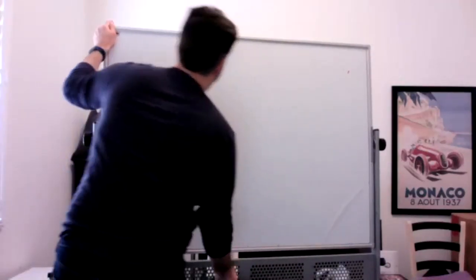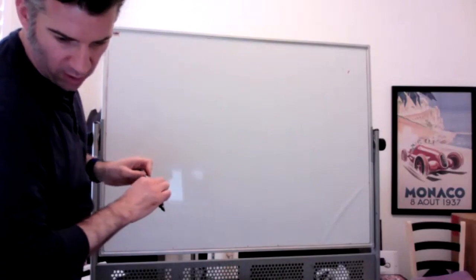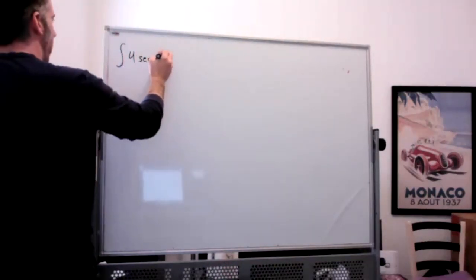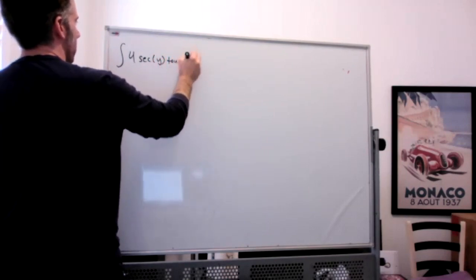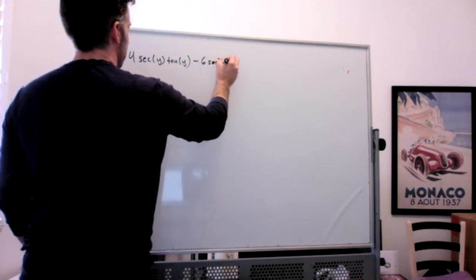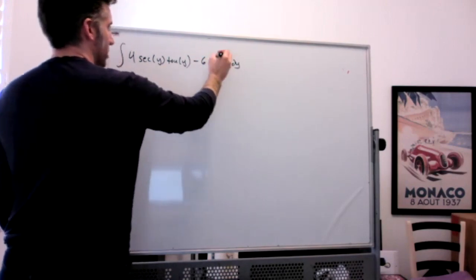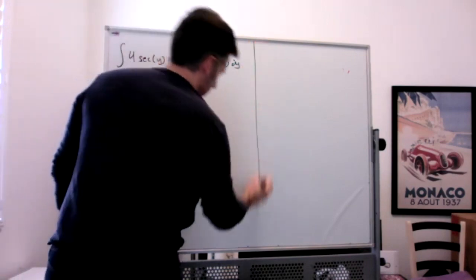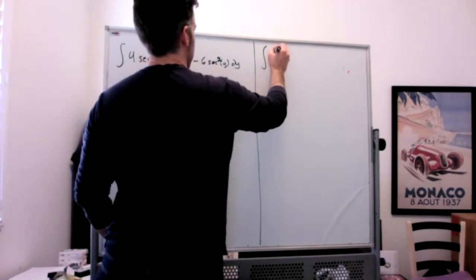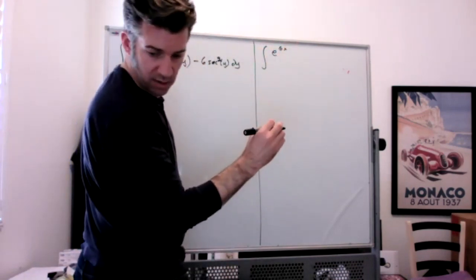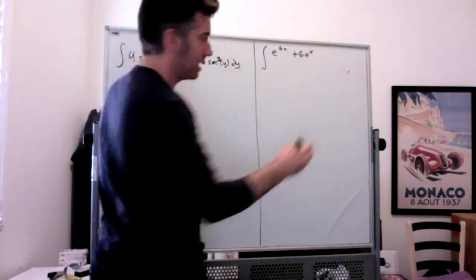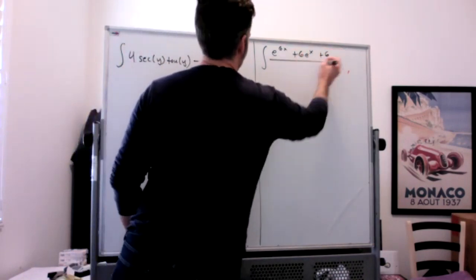So I have this problem, the integral of 4 secant of y times tangent of y minus 6 secant squared of y dy. It's just using a different variable. And then the other one we have is, I'm going to change this one slightly, the integral of e to the 6x plus 5 plus 6 e to the x plus 6 all over e to the x.